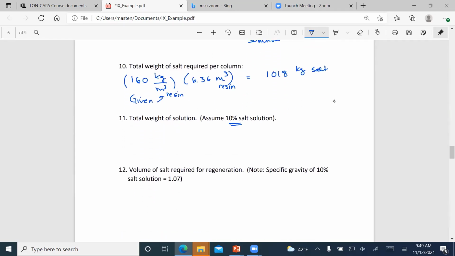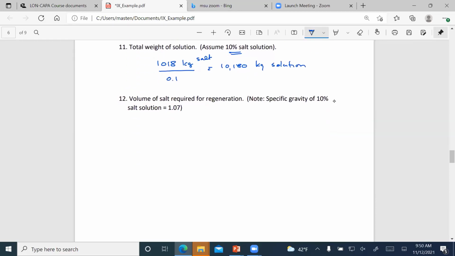We'll assume a 10% salt solution, typical. So we need about 1,000 kilograms of salt, but we want the weight of the solution, which is 10% salt. So it's roughly 10,200 kilograms of solution. This gives us the salt solution mass.